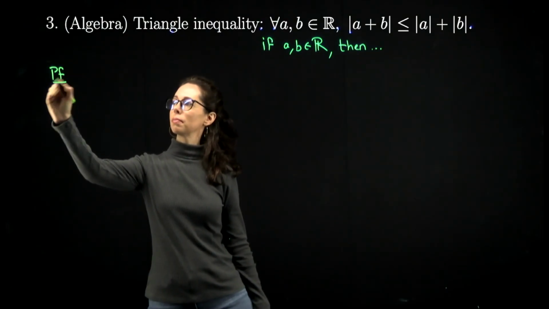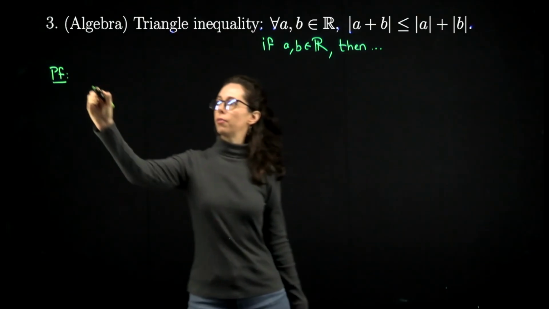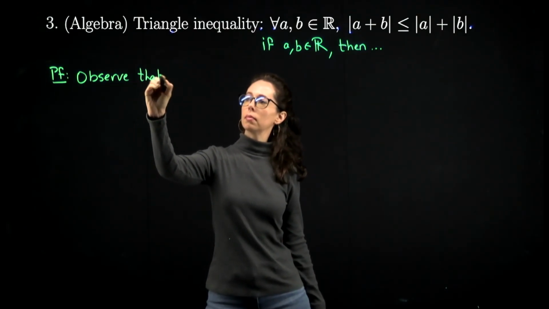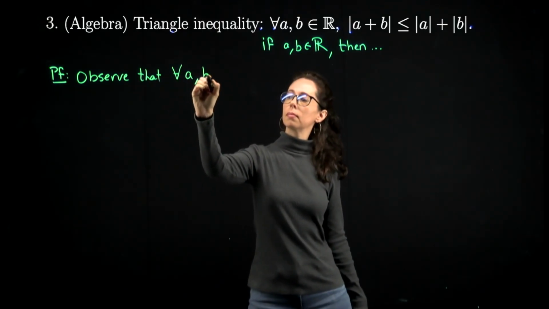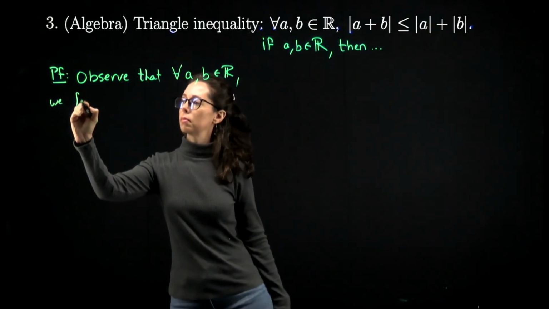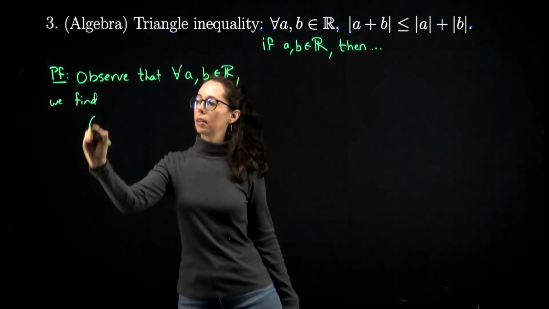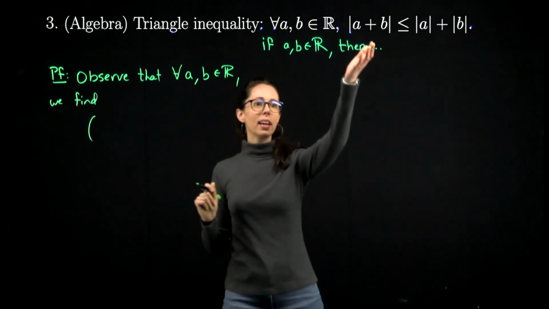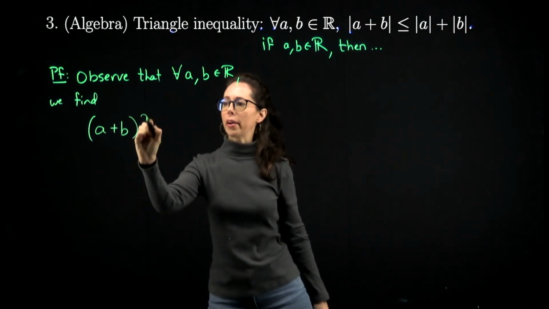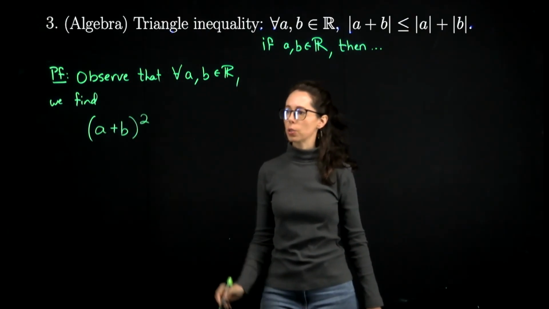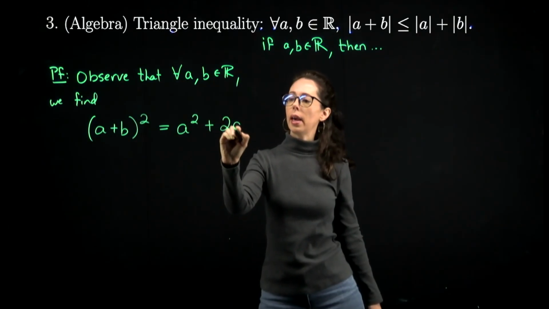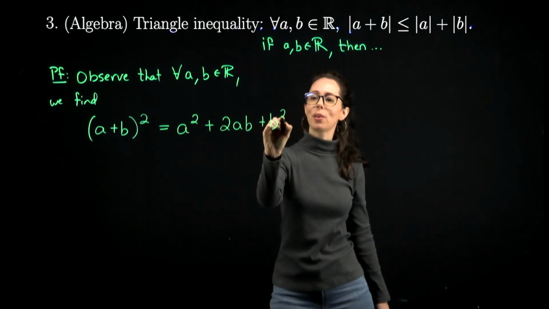Proof. Observe that for any real numbers a and b, we find, what I'm going to do is take a plus b, this quantity, and square it. I'm going to explicitly square it for the reader. So (a + b)^2 is, of course, a^2 + 2ab + b^2. No surprise there.